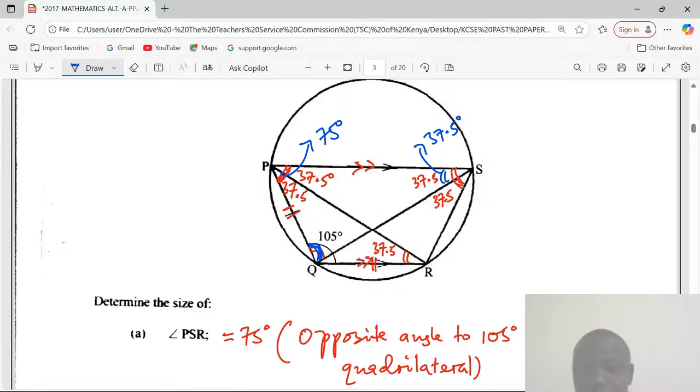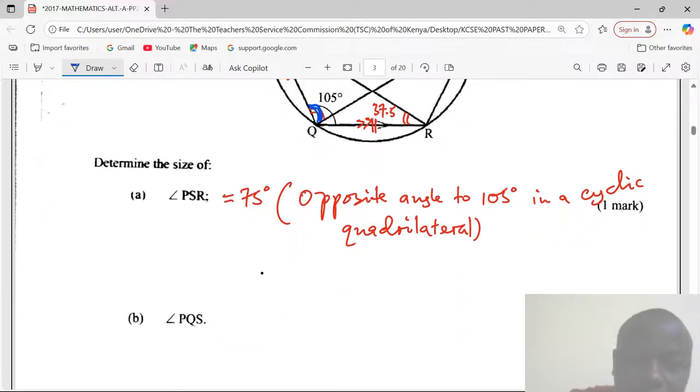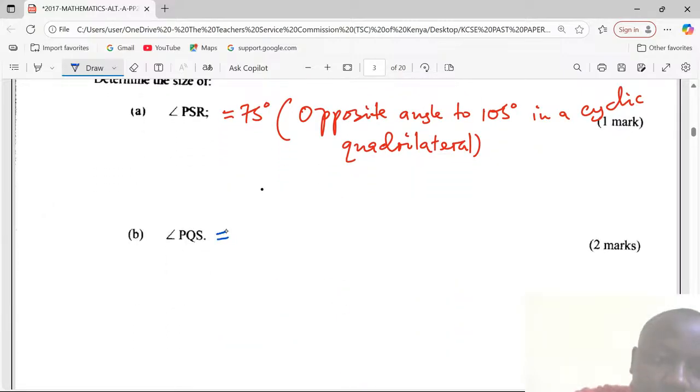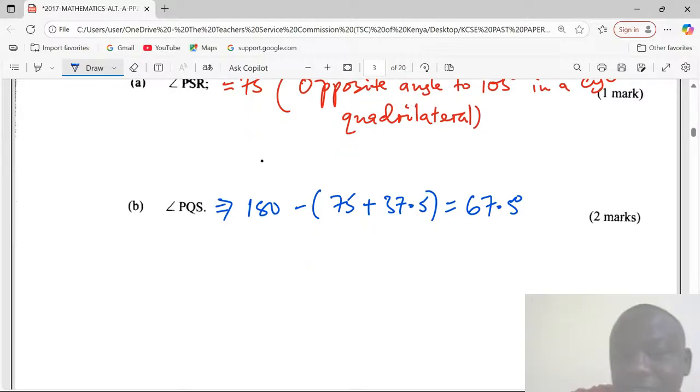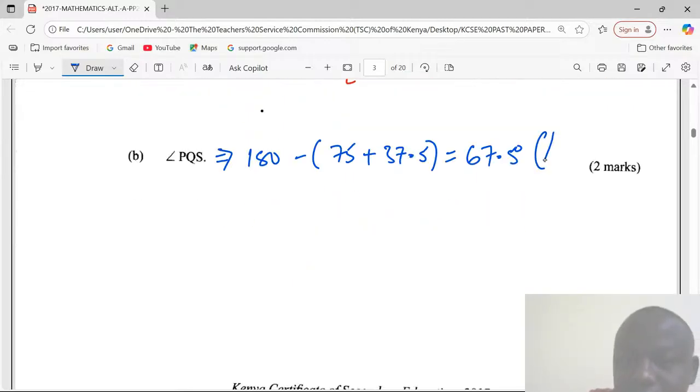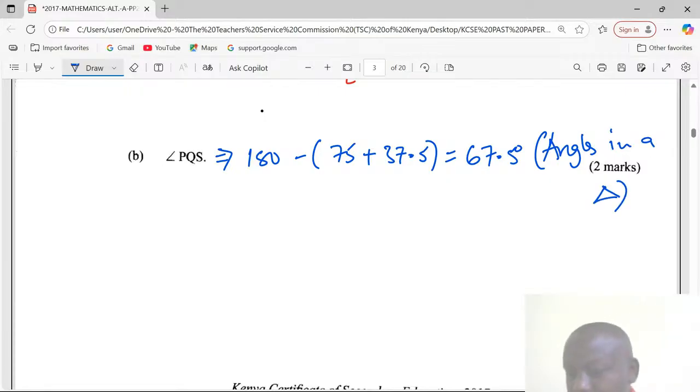PQS is a triangle. So we take 180 minus 75, then we also minus that 37.5. This is 67.5. 180 minus 75 together with that 37.5, I'm getting 67.5. If a reason is needed, then we'll say angles in a triangle are supposed to add up to 180.